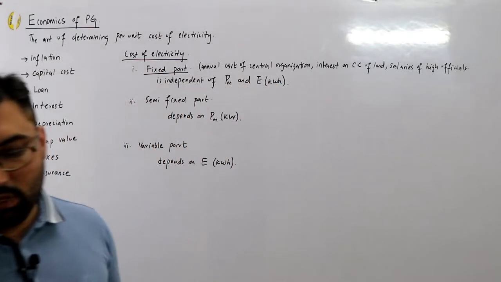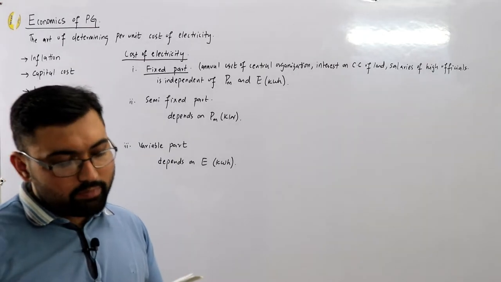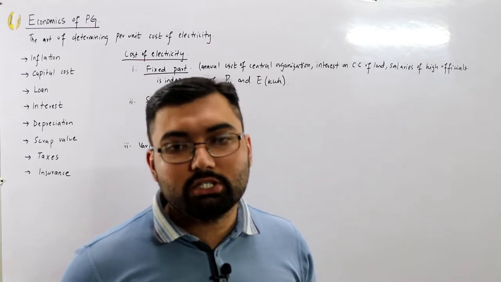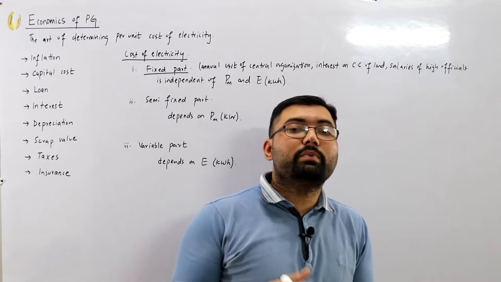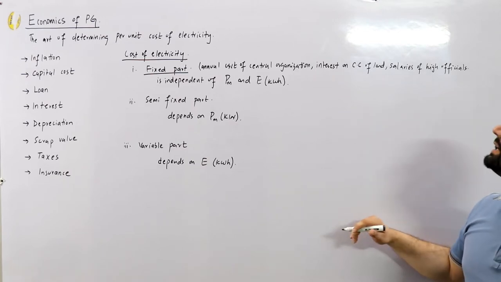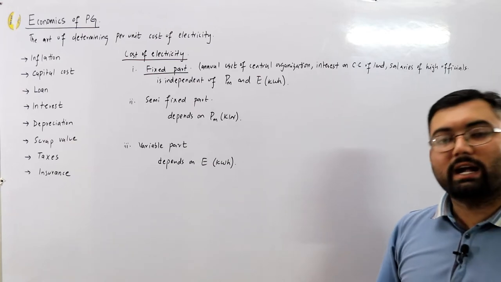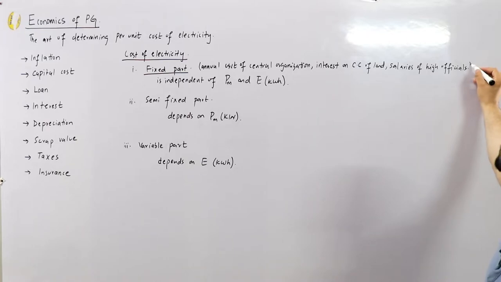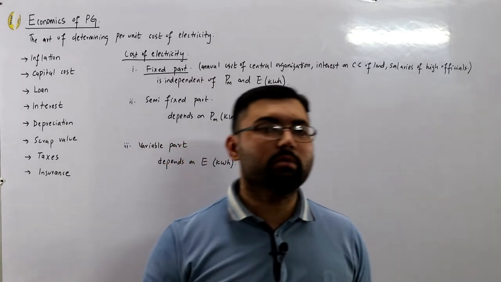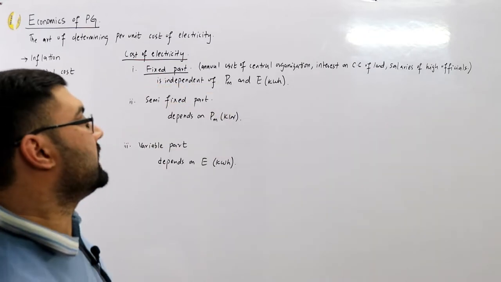Central organization: you have an organization set up. You have buildings for that. You have offices. And you have the higher officials, the managing directors, the project directors, the CEO of the company. Whether the plant is operating or not, some higher level officials are there. They have to be there. They cannot go. Similarly, the central organization is already set up. It has to be there. You have to pay the bills, etc. Independent of the energy units produced, independent of the maximum demand, independent of the plant operating or not, you have to pay this fixed part, right?